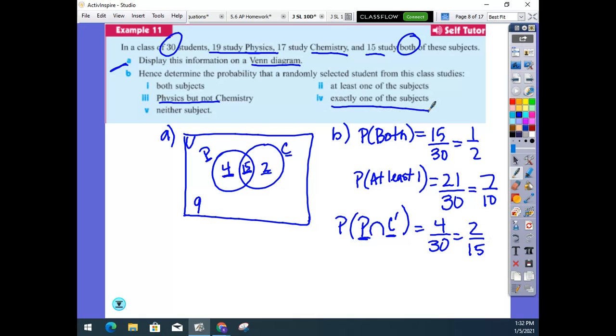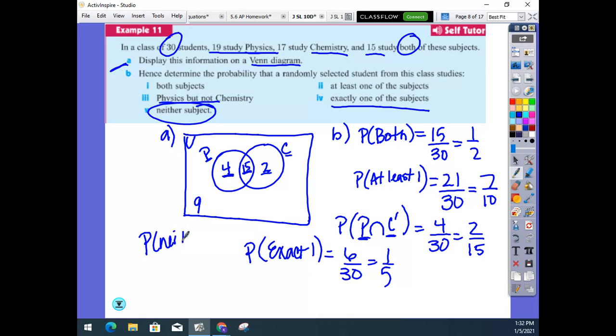Exactly 1, so not both. So there's 4 plus 2. So that's 6 out of 30. And neither is 9 out of 30. And simplify by 3, 3/10. And I think that's it.